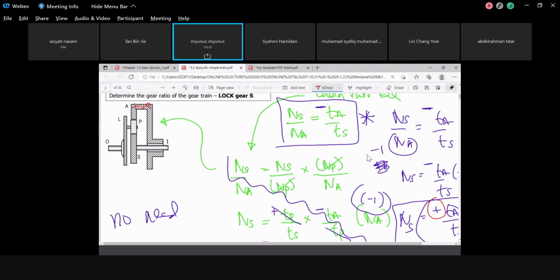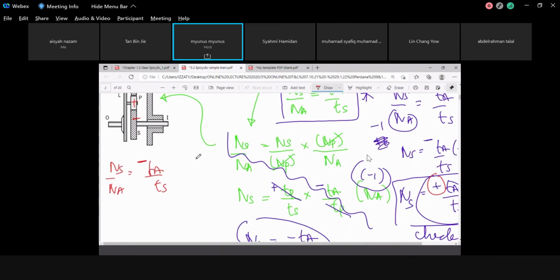This one become? Planet will become positive. Sun will become negative. Then we check in our analytical solution. Okay, NS by NA is equal to TA by TS, and it's always negative there. Correct? So if we want to look for NS, it is TA by TS, negative.